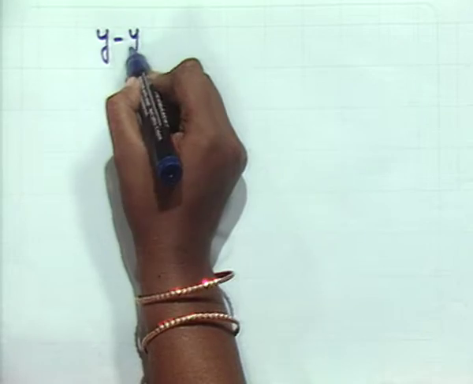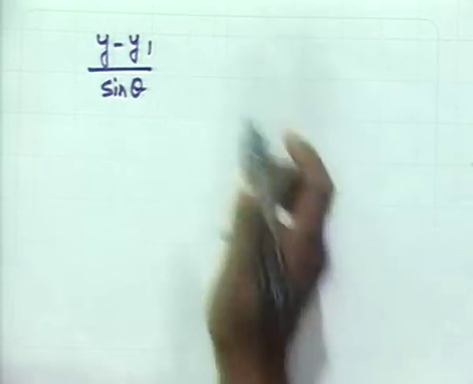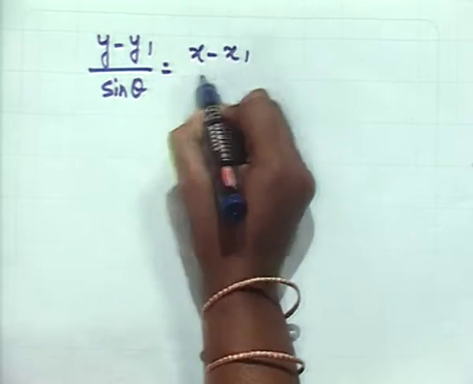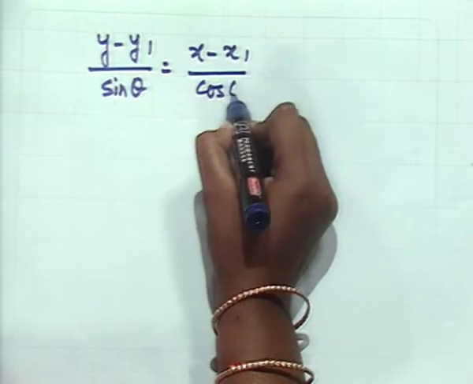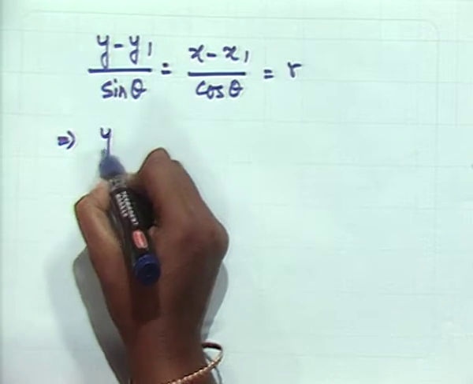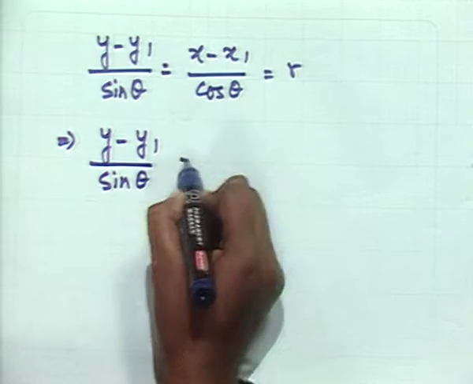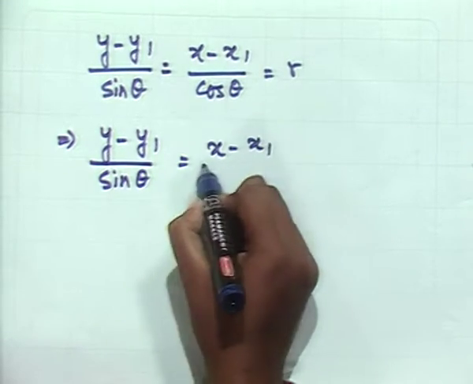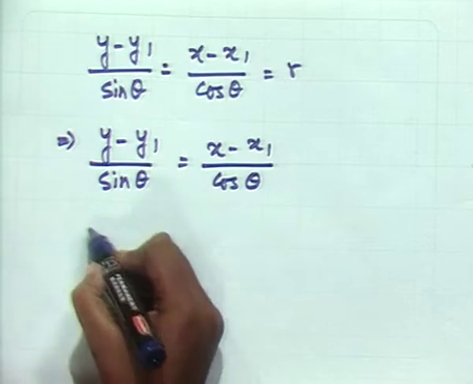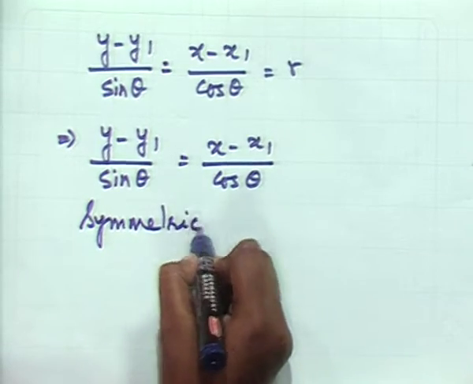y minus y1 upon sin theta is equal to x minus x1 upon cos theta. This is equal to R, implies that y minus y1 upon sin theta is equal to x minus x1 upon cos theta. This is called symmetric form of equation of a straight line.